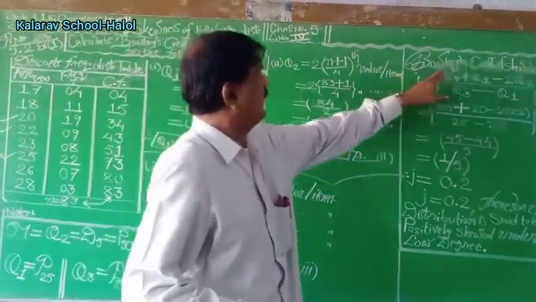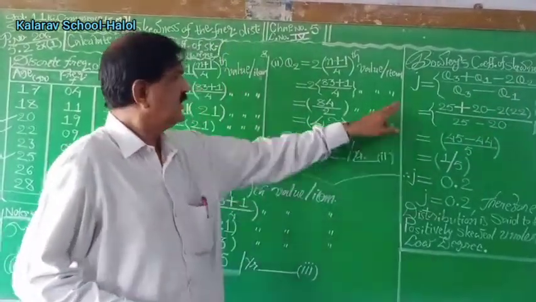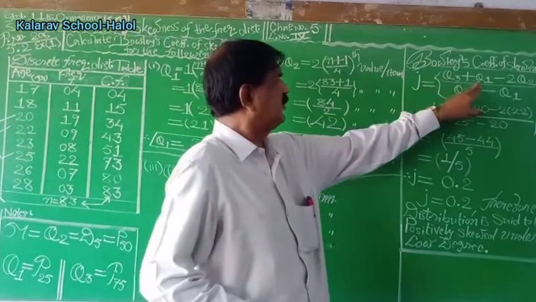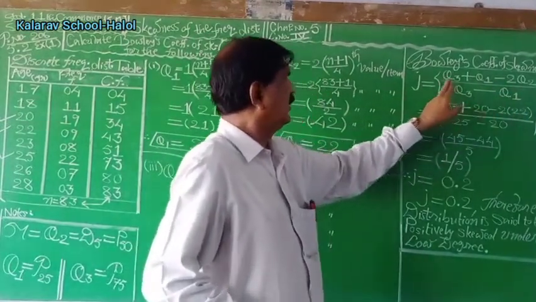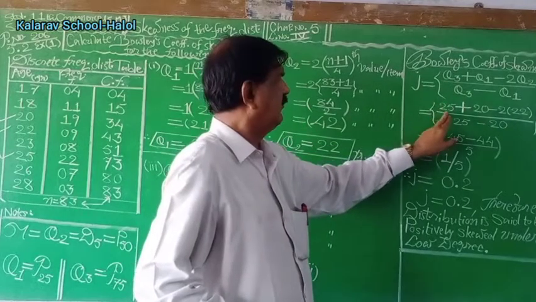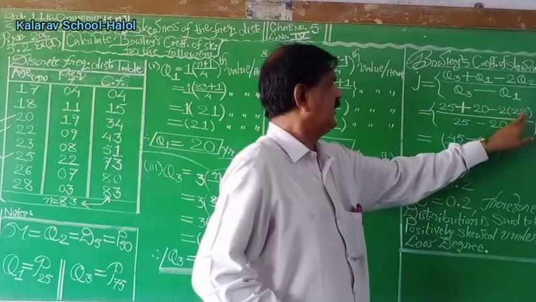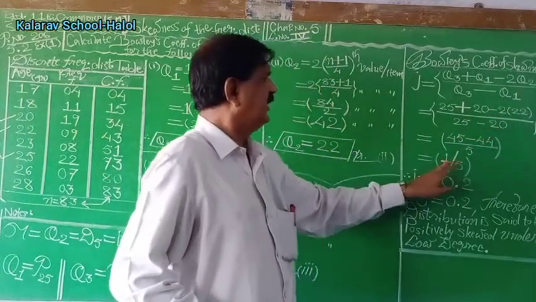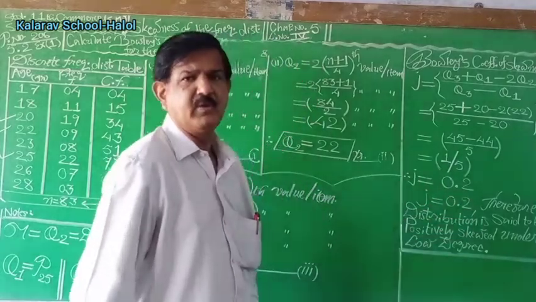Now, Pauli's coefficient of skewness. The formula for Pauli's coefficient of skewness J is given by Q3 plus Q1 minus 2 times Q2 upon Q3 minus Q1. Q3 means 25, Q1 means 20, 2 times Q2 means 44, upon 25 minus 20. The answer will be 1 upon 5, and 1 upon 5 is 0.2.